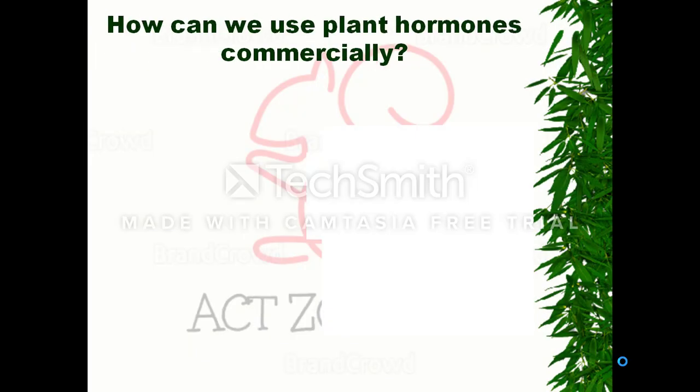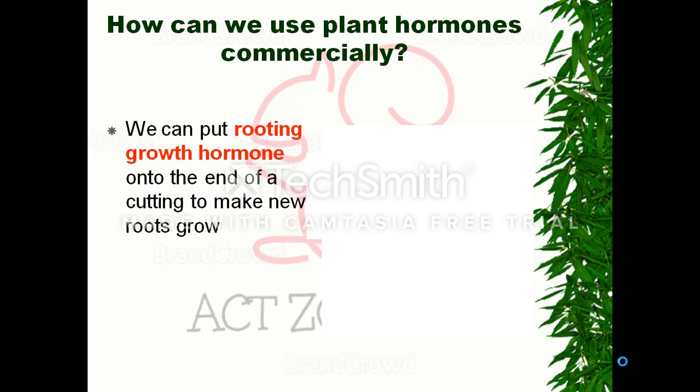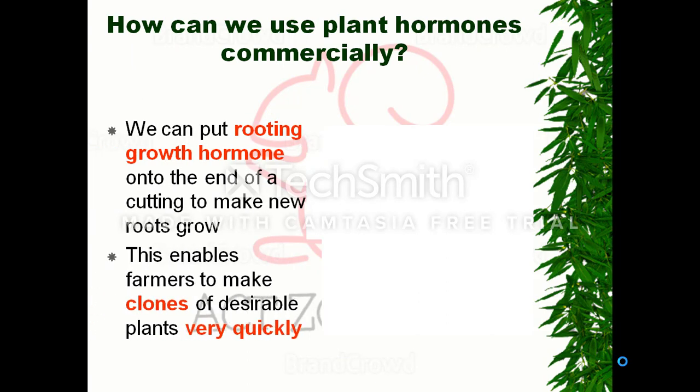How can you use plant hormones commercially? We can use plant hormones in a commercial way. We can put the rooting growth hormone onto the end of the cutting to make new growth. This enables farmers to make clones of desirable plants very quickly.